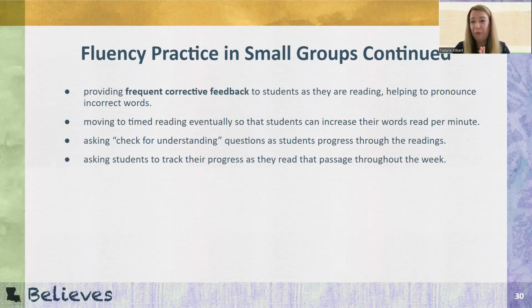But those are the kind of moments that we just want. It makes us as a teacher feel really good, and it makes them feel amazing. So, including them in that part of the process where they see their words correct per minute growing is really powerful. Checking for understanding questions as students progress through the readings, and asking students, like I said, to track their progress as they read that passage throughout the week.